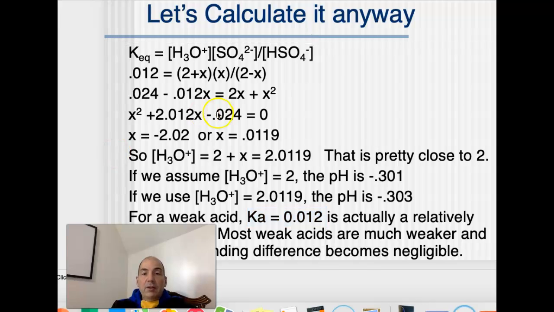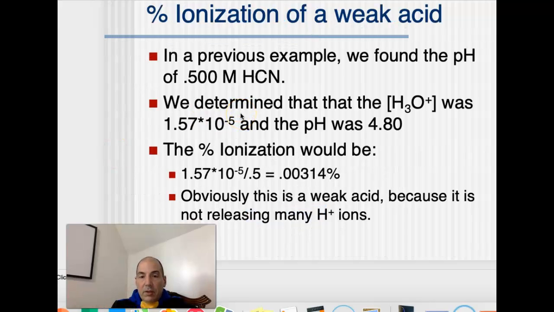Okay, speaking of ionization, we talked about percent ionization already. So again, I'm reviewing this. I know we did this question. We talked about 0.5 molar HCN. We found that hydronium was 1.57 times 10 to the -5th. If I take 1.57 times 10 to the -5th, divide by 0.5, I get a very tiny percentage. So again, that just emphasizes the weak acid thing.